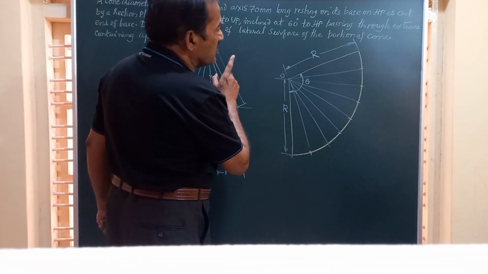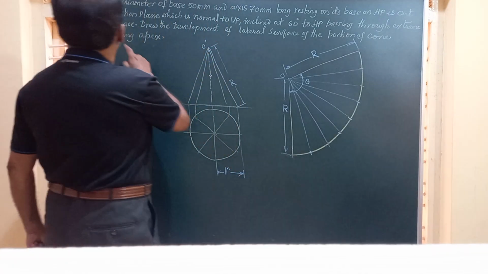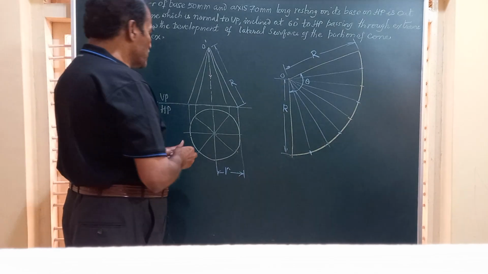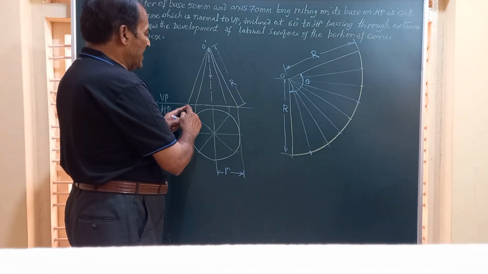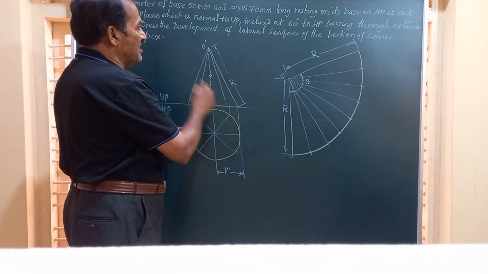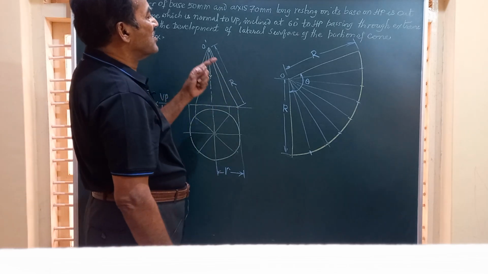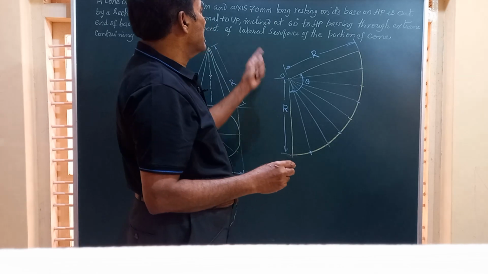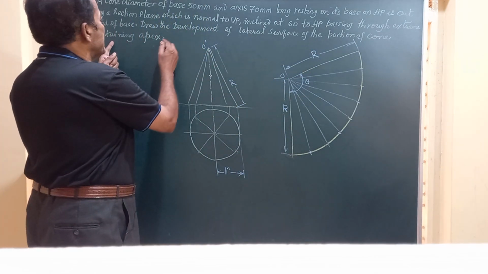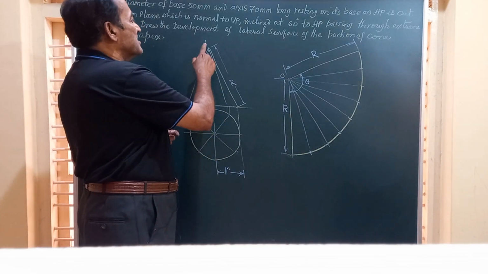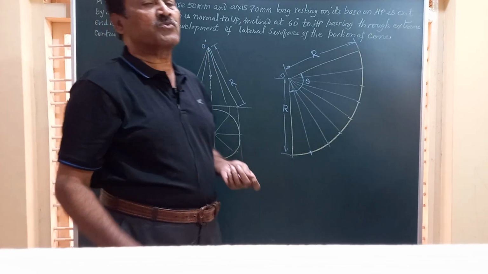So the inclination to HP can be seen only in the front view. Passing through an extreme end of base. So there are two extremes. This is one extreme, this is the other extreme. So you can have the section plane passing like this or like this. We are asked to draw the development of the lateral surface of the portion of the cone containing the apex. Apex is this part.